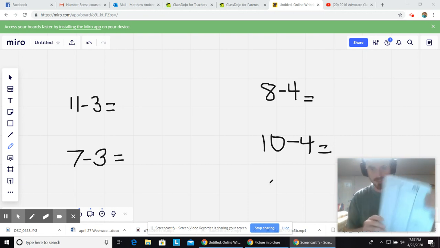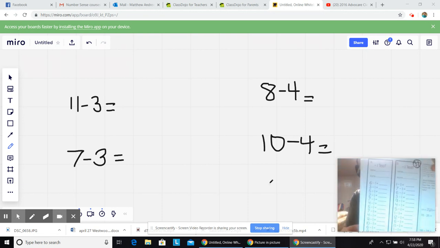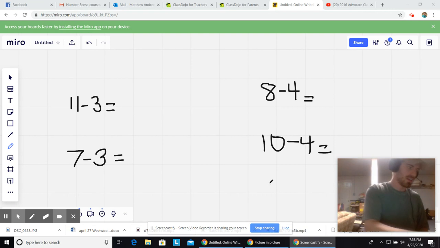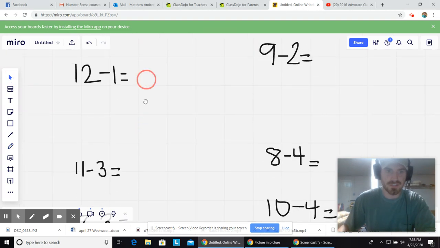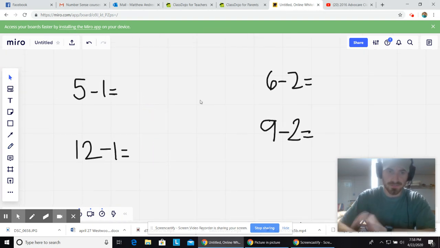Make another video about your subtraction facts. And I just wanted to kind of go over some of the different ways you could think about how to solve these. So let's start with minus 1. Taking 1 away from any number should be easy because all you're doing is going back 1 number.